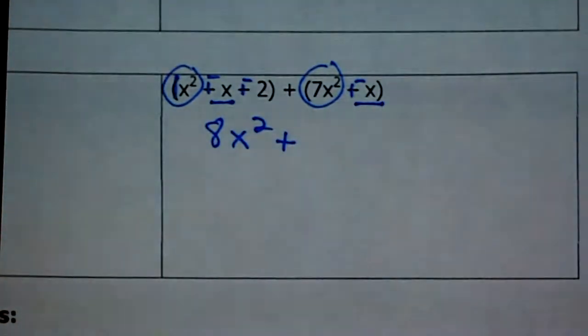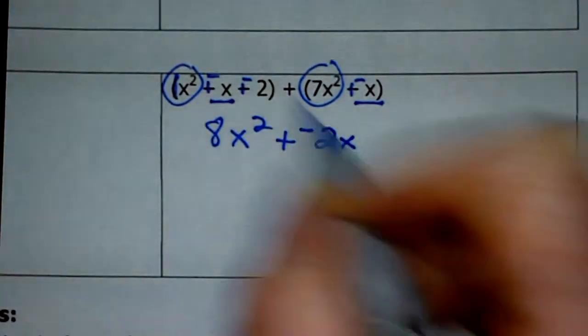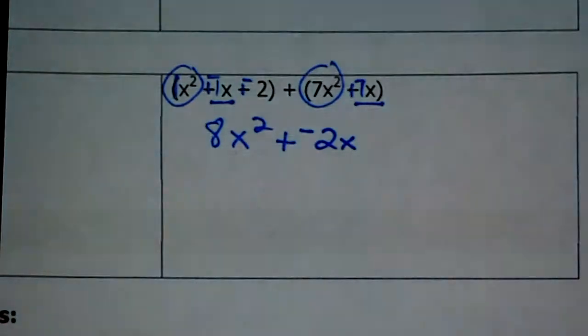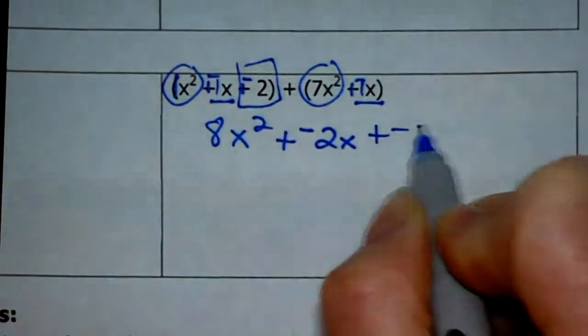Those don't cancel each other out. You end up with negative 2x. Because remember, this means negative 1x and another negative 1, and a negative 1 plus a negative 1 is a negative 2. And all that's left is this little negative 2.